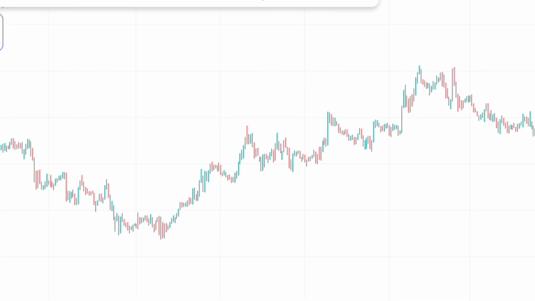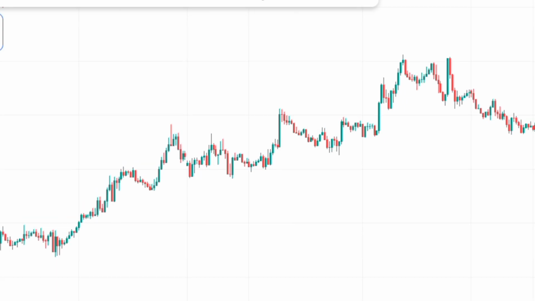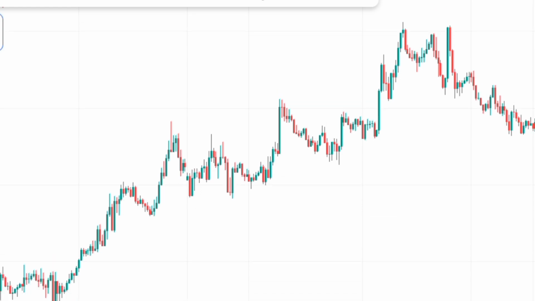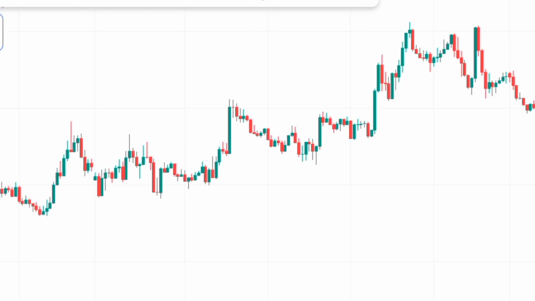Okay, and after going to your 1 hour time frame, we shall consider the market direction. For buys we shall always look for higher highs and higher lows, and for sells we shall look for lower highs and lower lows, right? So now, for example, this is a buying market. This is a bullish market.